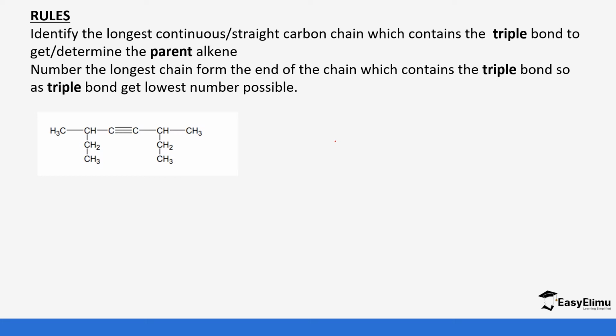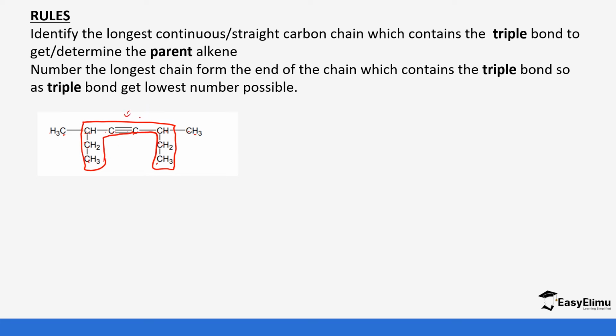So for example, if you look at this compound, let's identify the longest chain. 1, 2, 3, 4, 5, 6, or 1, 2, 3, 4, 5, 6, 7, 8, or 1, 2, 3, 4, 5, 6, 7, or 1, 2, 3, 4, 5, 6, 7. So we are going to pick our longest chain as this. It looks crooked, but it's continuous. There's no breaking that is happening. So this is our chain that contains the triple bond.